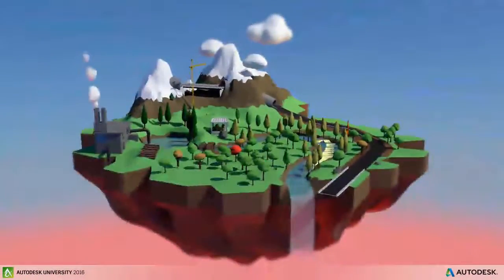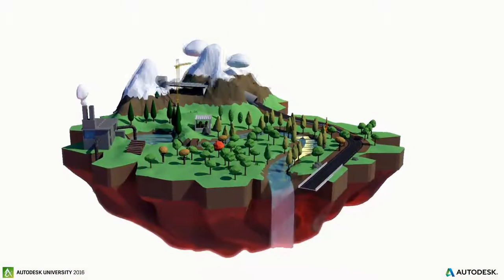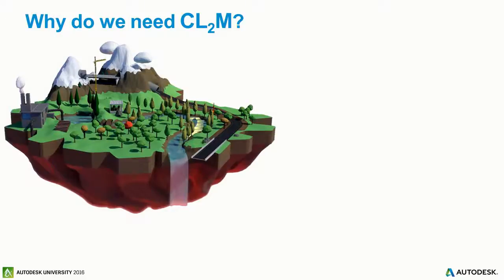And then we have our micro world advanced with a bridge. So that's the principle of closed loop lifecycle management. And now we know what it is. Why do we need it? Why do we want to use it?